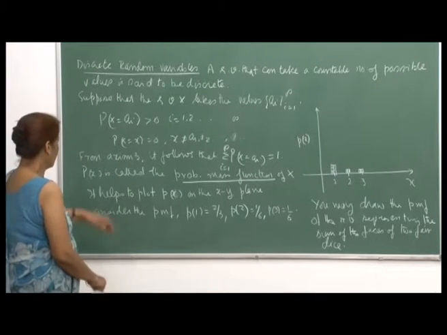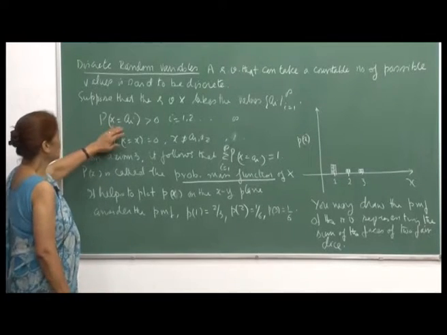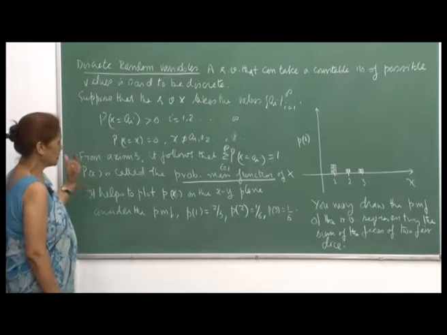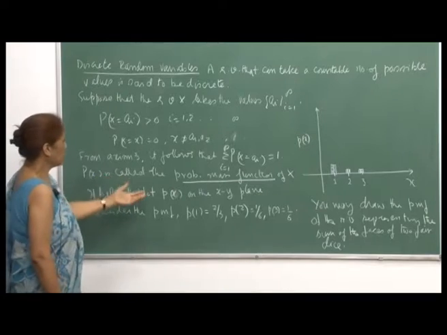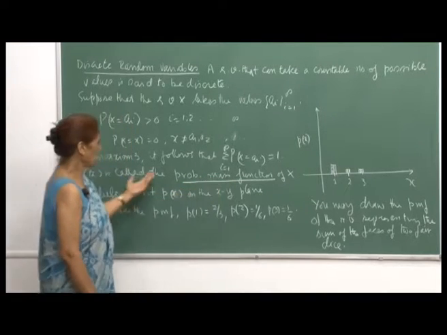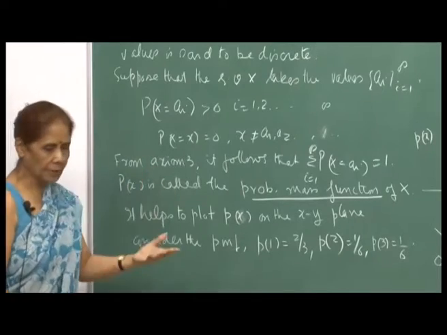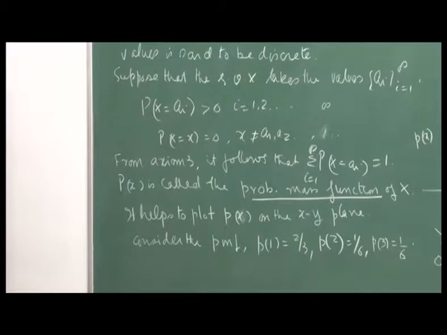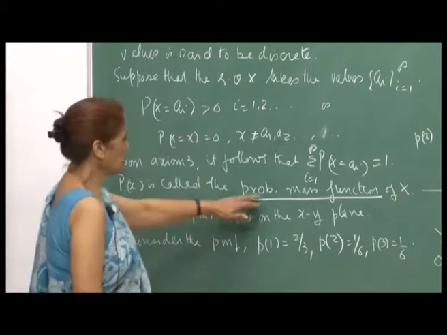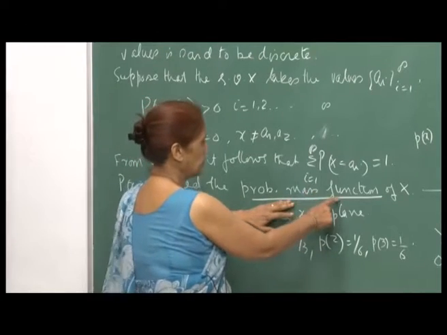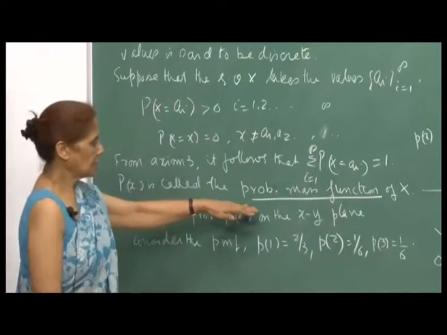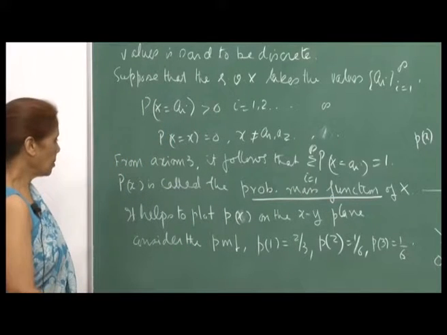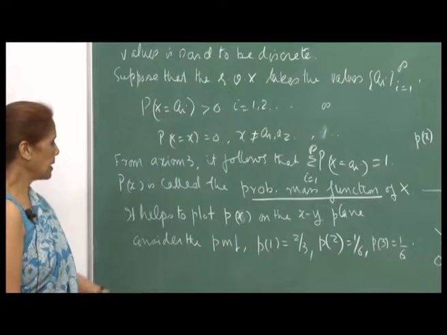Now, this function which assigns probabilities to different values of a random variable, in the case when it is a discrete random variable, we call it the probability mass function. And as we have already seen, any probability function must satisfy the 3 axioms. In short, we also write PMF for probability mass function. All the time you cannot go on writing these 3 words, so normally I will be referring to it as PMF.